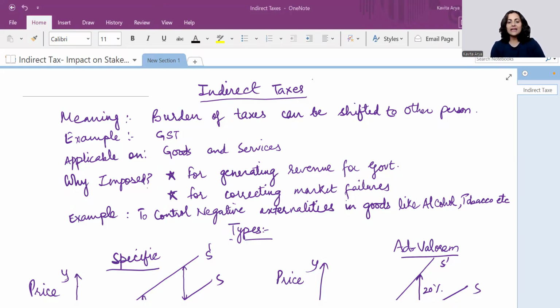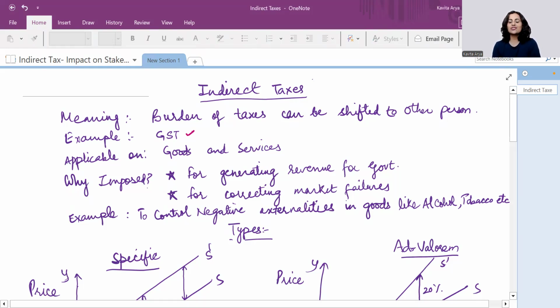So when we talk about indirect taxes, what do we mean by these? The taxes where the burden of payment can be shifted to some other person. For example, GST, Goods and Services Tax. Very much clear from the name itself, it is levied on goods and services in the economy.